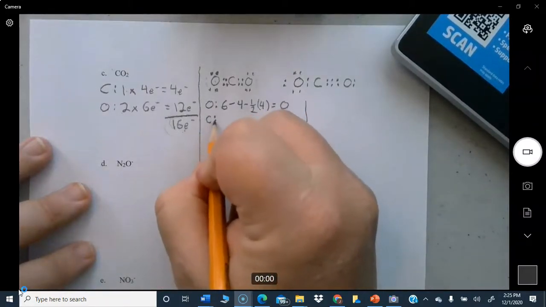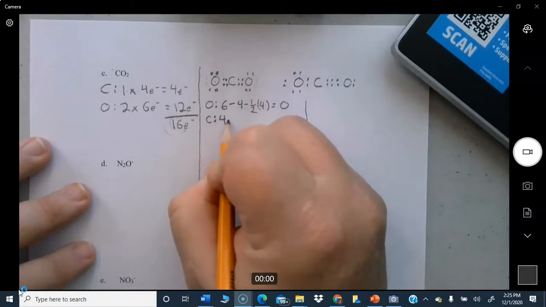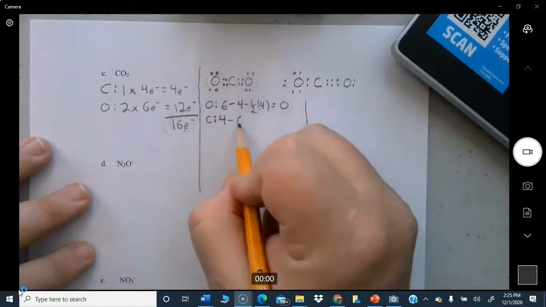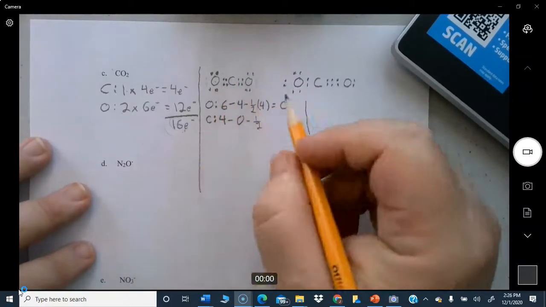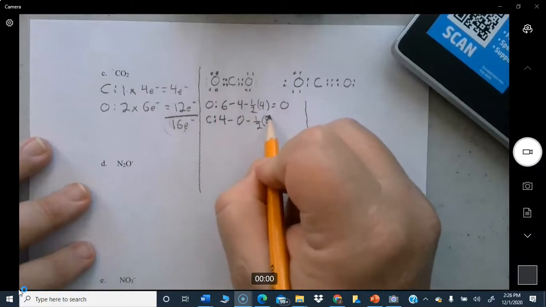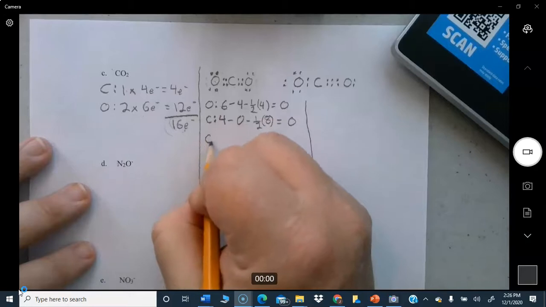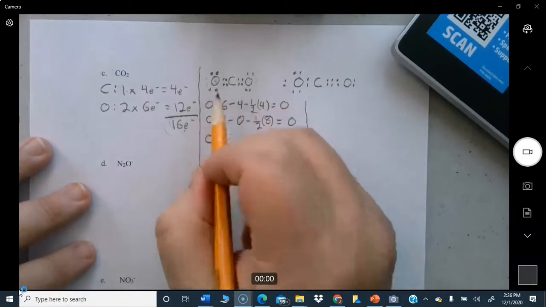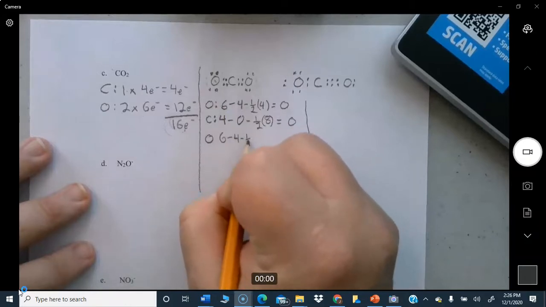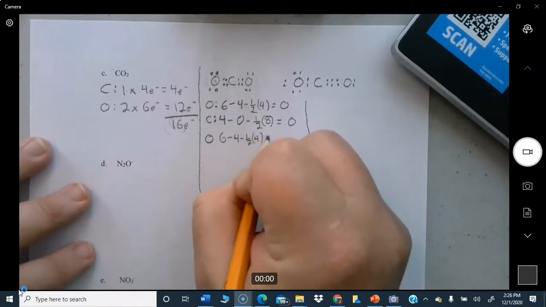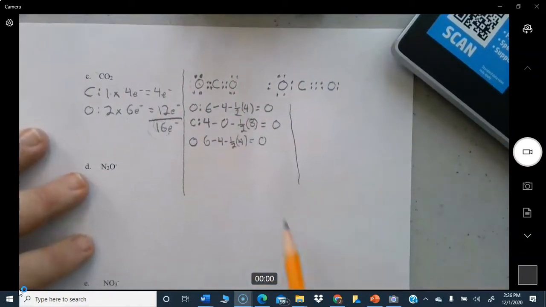Carbon. 4 valence electrons in its atomic state, minus no lone pair electrons there, minus 1/2 of the bonding. All those 8 electrons are bonding. So 4 minus 4 equals 0. Oxygen on the other side is exactly the same as the oxygen on this side. Okay, so that's extremely stable. Everything's 0. So that will exist in nature.